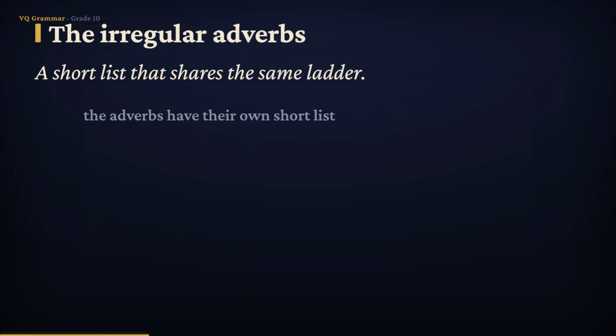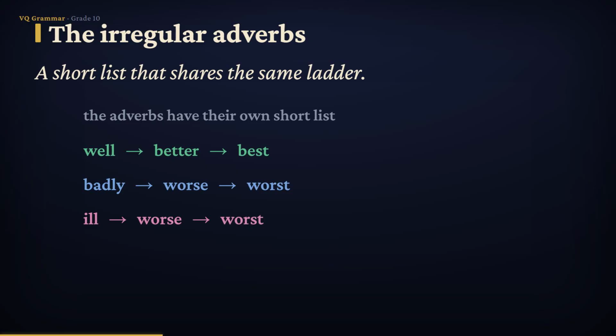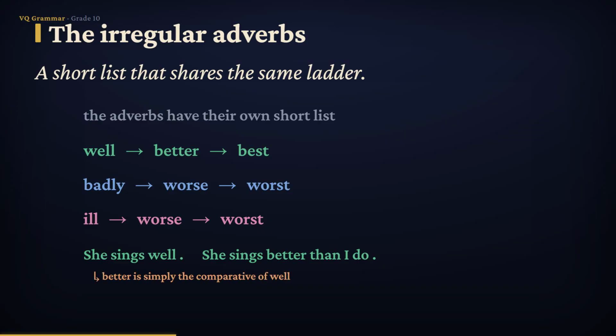Adverbs have their own short list of irregulars, and it overlaps with the adjectives you just saw. Well becomes better and then best. Badly becomes worse and then worst. Ill becomes worse and then worst too. Watch a pair of them in action. She sings well. She sings better than I do. The adverb well tells us how she sings, and better is simply the comparative of well, no ending added, no more in front of it.